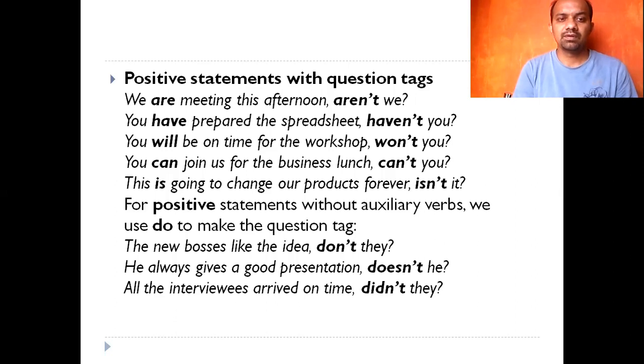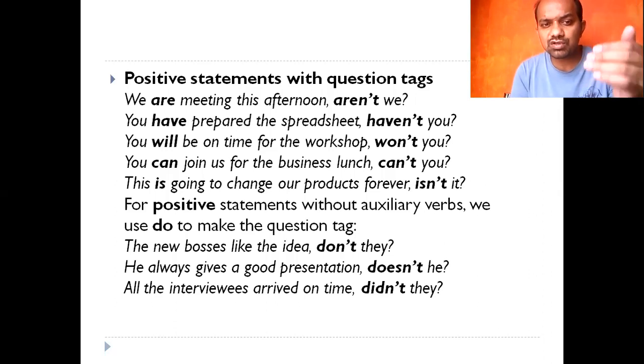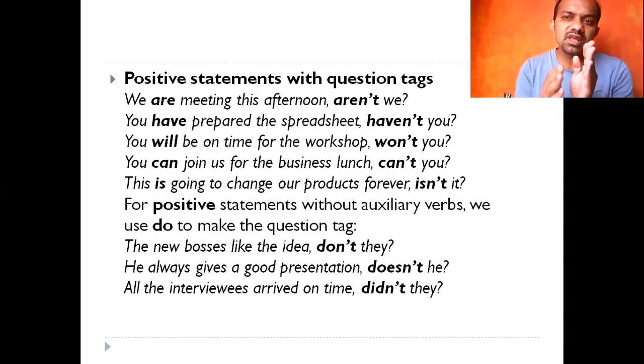So, for positive statement, without auxiliary verbs, then how do we frame sentences? Or how do we frame question tags? In the sentences above all, we have auxiliary verb. Are, have, will, can, is. We are meeting. You have prepared. You will be on time. You can join. See, all these statements have auxiliary verb. Suppose there is no auxiliary verb, only main verb in the statement. Then how do we frame a question tag?